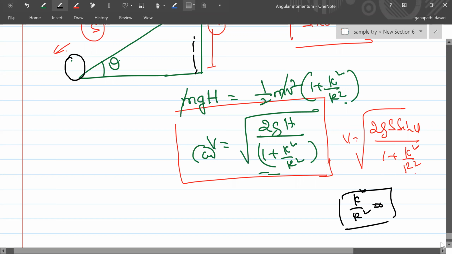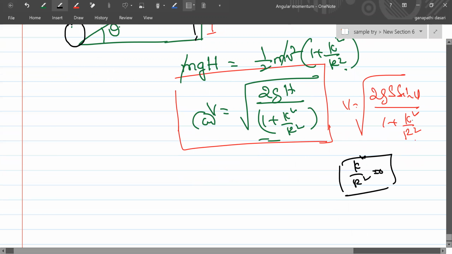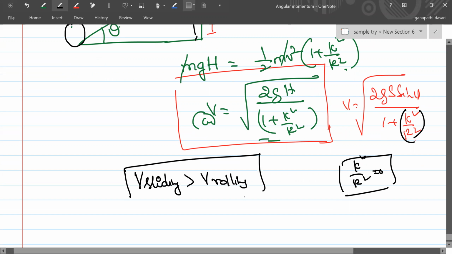That's the simple answer. That is why, because here the denominator is higher, the velocity while sliding should be greater than the velocity while rolling, because the entire energy is not converted into translational energy. Some part of the energy is converted into rotation of the body. Here the entire part is converted into translational energy, but here some part is converted into rotational energy also. So the velocity when it reaches the bottommost point during pure sliding is greater than the velocity while rolling. Got it?